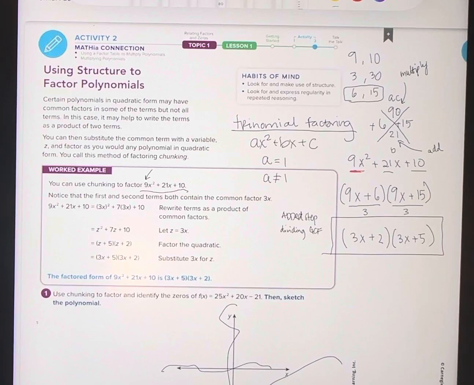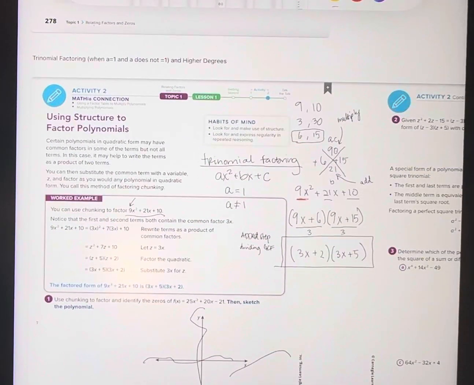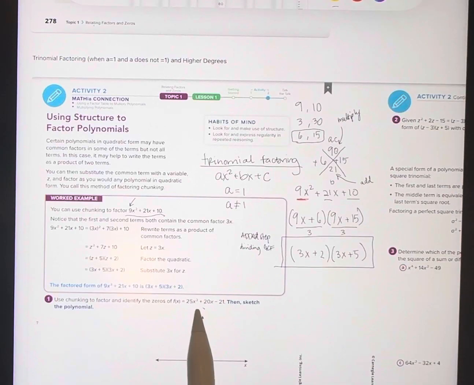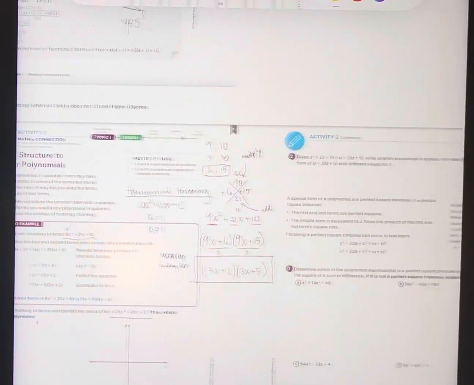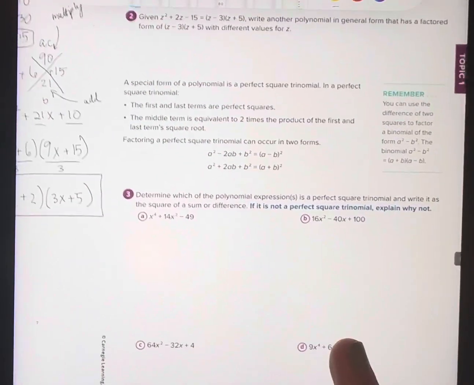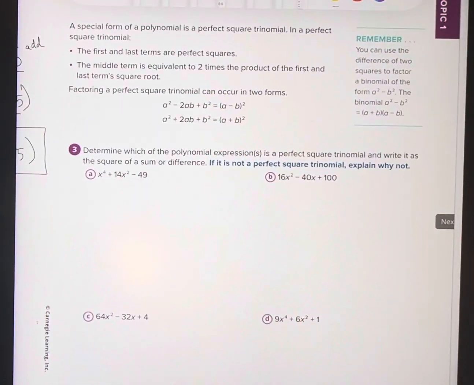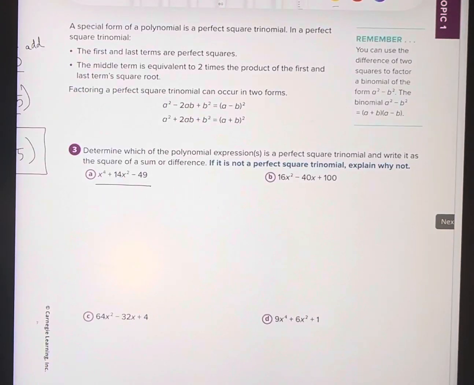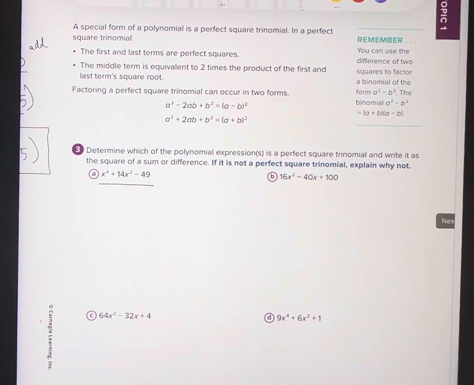Okay. You guys can try this one right here. So give this a try on your own. And then I want to also show you higher order ones. So you see here, actually I'm going to stop this video and start a new one for this one.